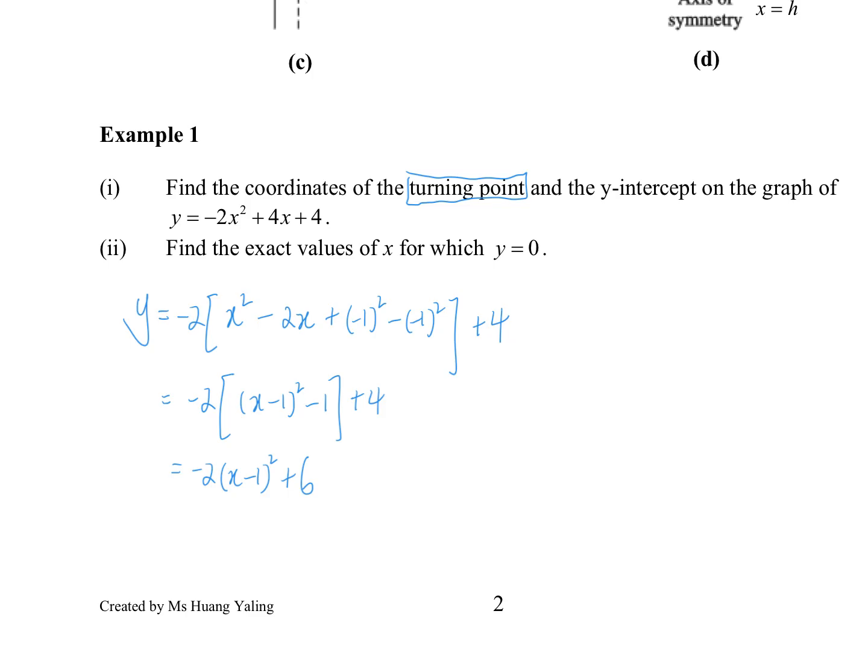If you want the turning point, you will get 1 from here and 6 from here. Remember, this is always opposite of this, so that you will zero out. So this is your turning point. If you want to be a bit better, tell me what kind of point that is, what is its nature. In this case, this is your maximum point. If they ask for maximum value, only give me the y. So this is 1.